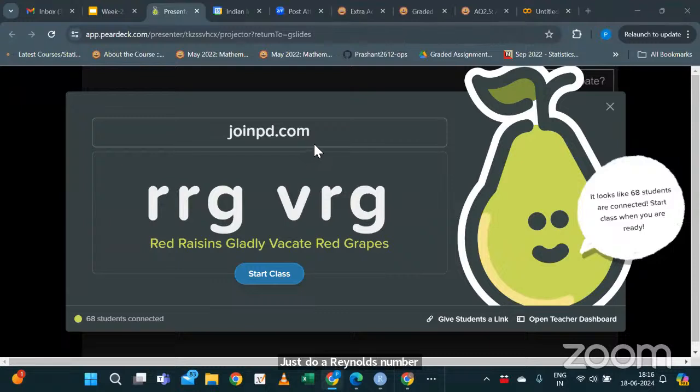Just do a refresh and try to rejoin. This is the very simple way. There might be some connection issue from your end, so you can try on another device. Okay. So please mute, there is some background noise from your side. All right.